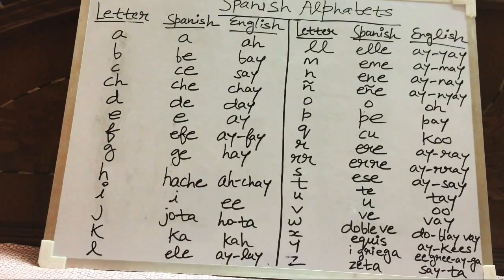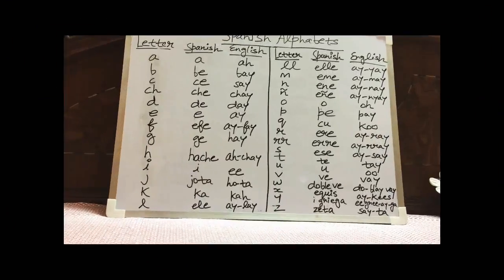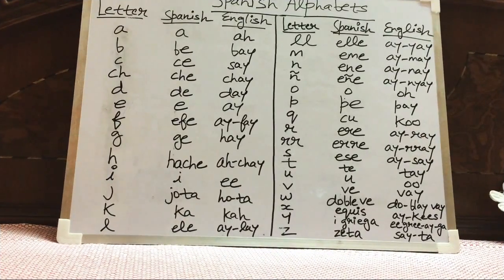Today is the first lesson of Spanish and we will be studying the sounds and letters in Spanish. So let's get started. On the leftmost side, we have letters in Spanish. In the middle, we have the pronunciation of the Spanish alphabet. On the rightmost side, we have the sounds of the alphabet in Spanish.